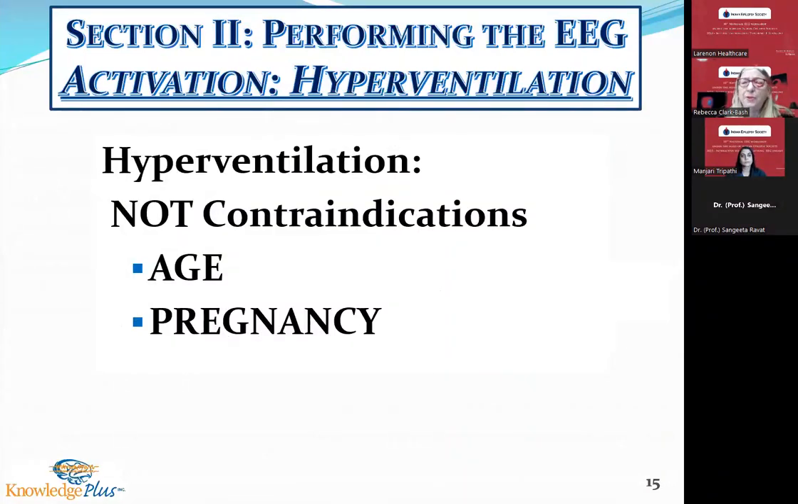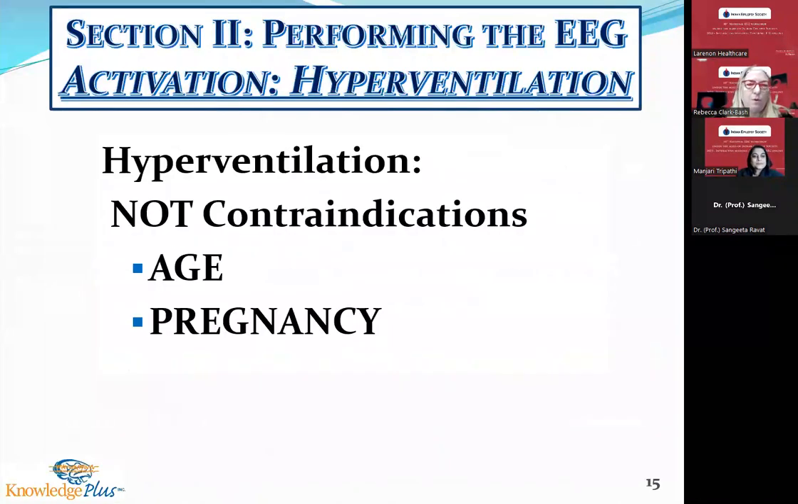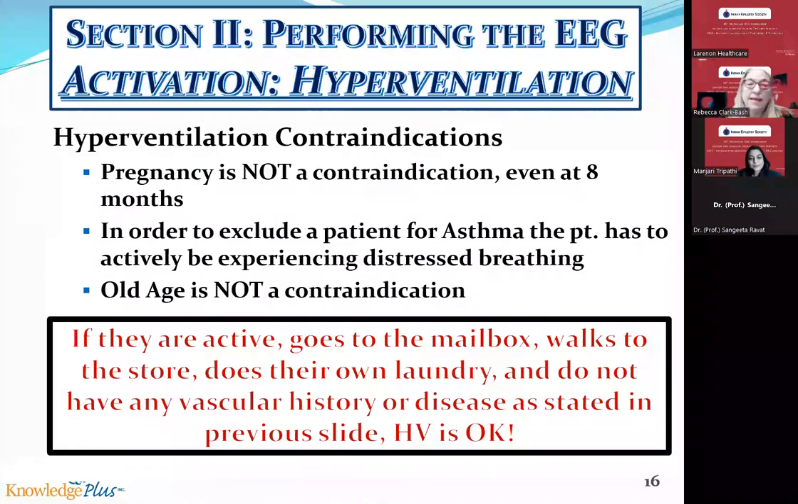Things that are not contraindications are age. We don't exclude based on age, unless in the very young where they can't take instruction. And then pregnancy is not a contraindication. We have patients that run 3 miles throughout their entire pregnancy, look at their activity level. And of course, any risk factors, if they were put on bed rest, of course we don't do it. Okay, so pregnancy is not a contraindication, even at 8 months.